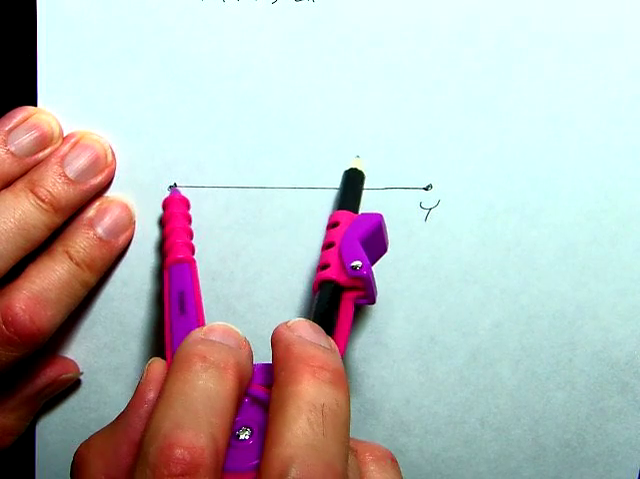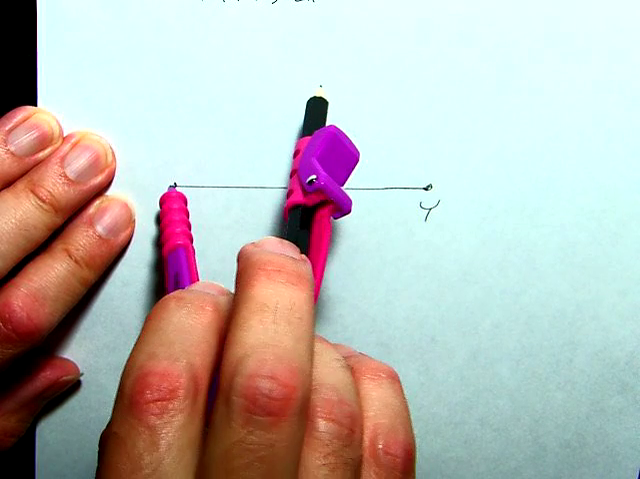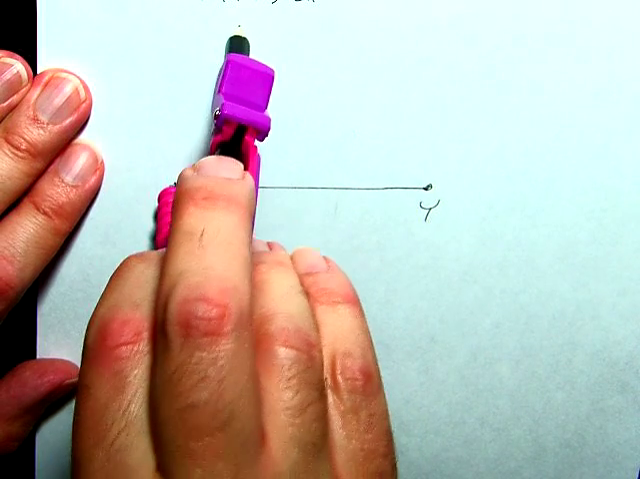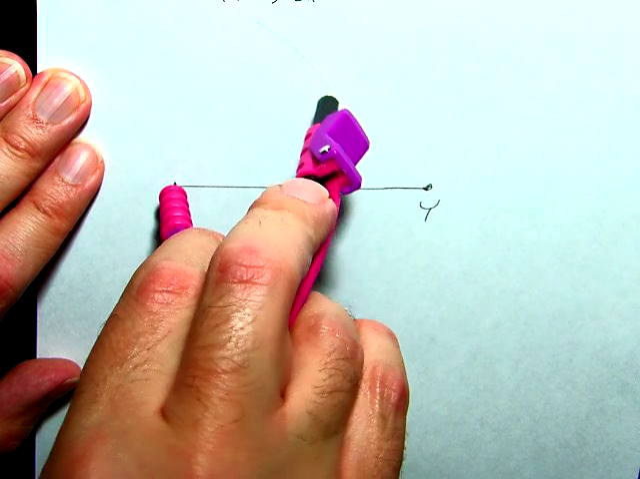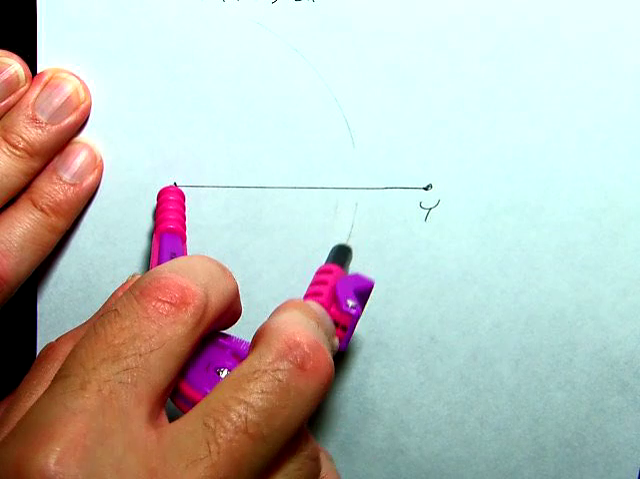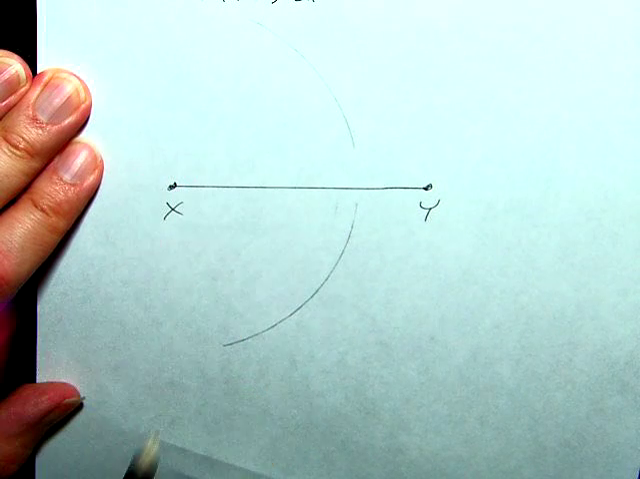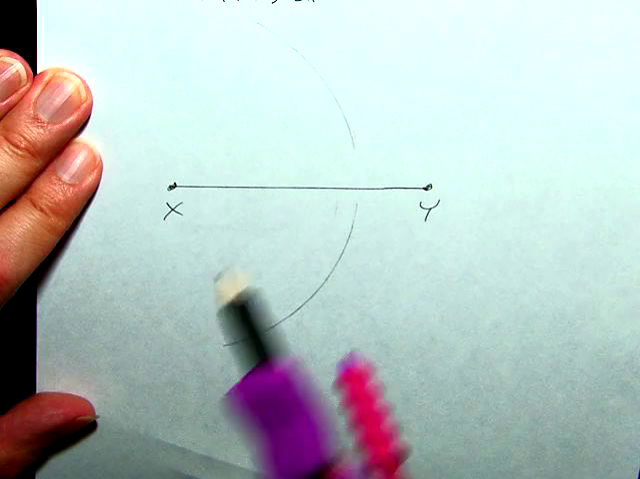Put our sharp point on X like this, and now let me make sure my sharp point is on X. Draw a very broad arc, like such, above the line, and then draw a very broad arc, like such, below the line. You want to make it as broad as possible to make sure we can capture the intersection.